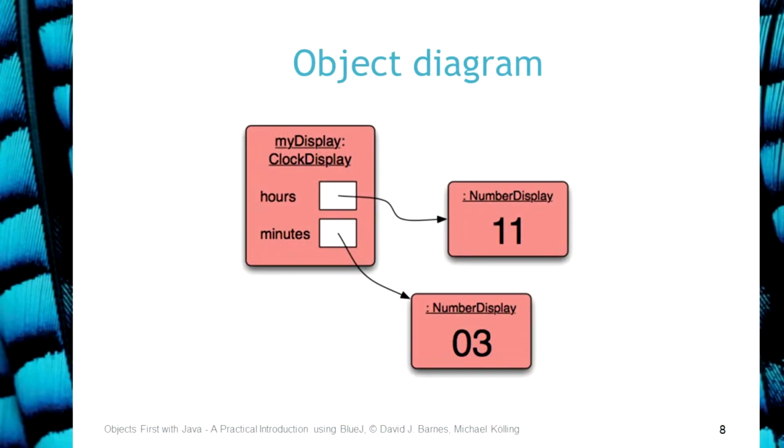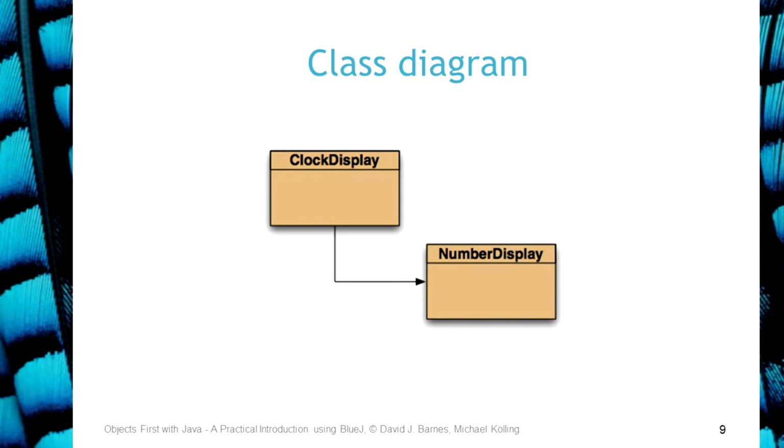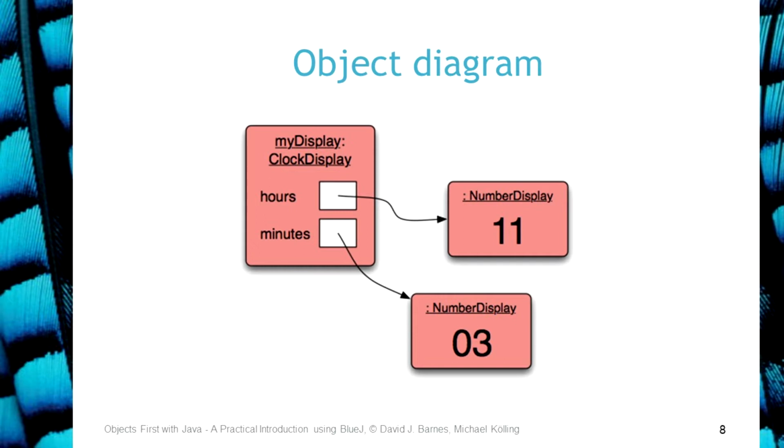The structure described in the previous section, one ClockDisplay object holding two NumberDisplay objects, can be visualized in an object diagram as shown here. In this diagram, you see that we are dealing with three objects. And here, we see the class diagram for the same situation. Note that the class diagram only shows two classes, whereas the object diagram shows three objects. This has to do with the fact that we can create multiple objects from the same class. And here, we can create two NumberDisplay objects from the NumberDisplay class.